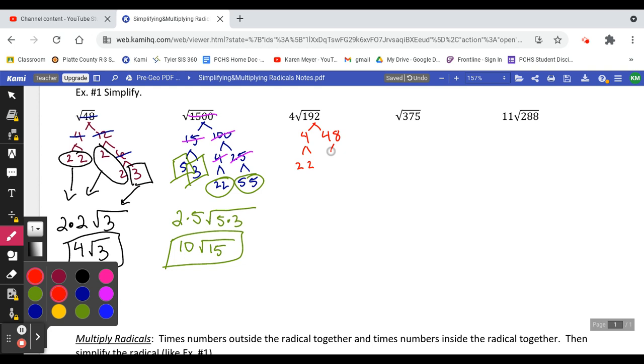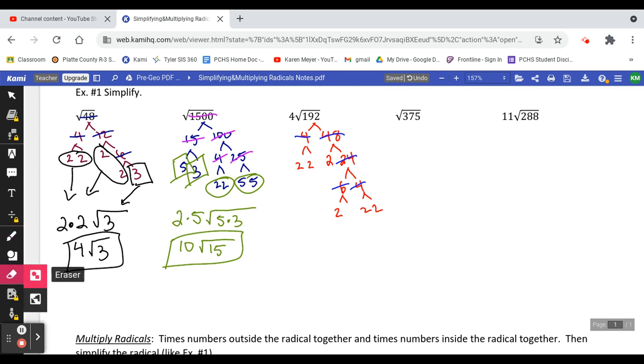4 goes to 2 and 2. 48, I'm going to go with 2 and 24. 24, I'm going to go with 6 and 4. 6 goes to 2 and 3. 4 goes to 2 and 2. Remember, can't use 4, can't use 48, can't use 24, can't use 6, can't use 4. And that's a really bad 3, so I'm going to erase my 3 and write that a little bit better.